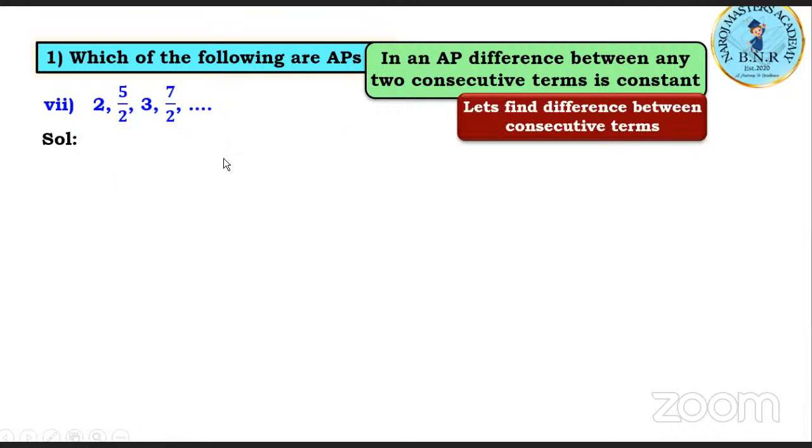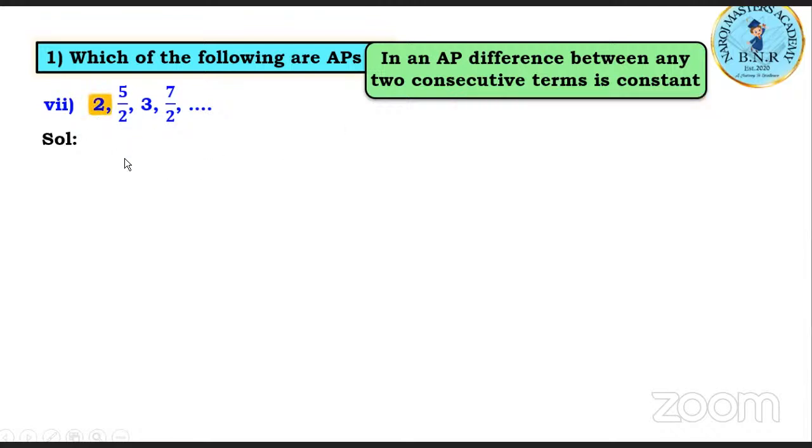Let's find the difference between the consecutive terms. For that, we have to identify the terms here. A1 is 2, very good. A2 is what? 5 by 2. A3 is what? 3. A4 is what? 7 by 2. Let me ask one question. 5 by 2, it means what? Half of the 5, or not? What is the value of half of 5? If you have 5 rupees and we are distributing 5 equally to 2 members, it is 2.5.